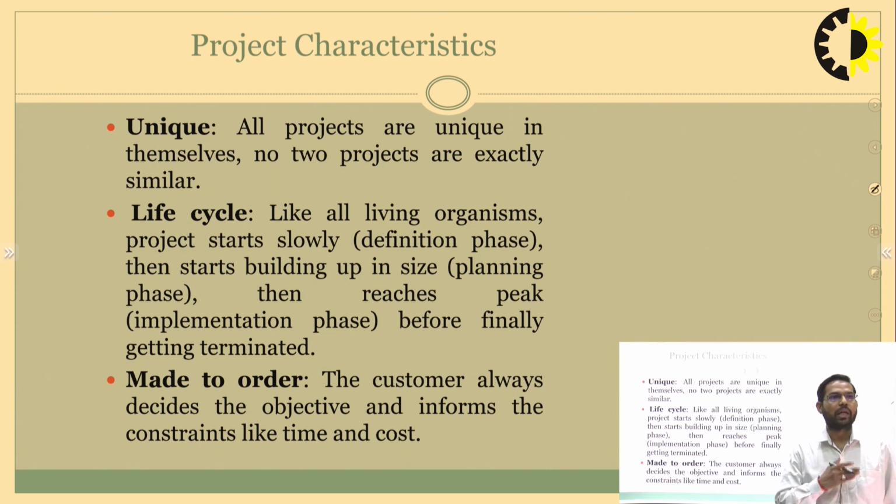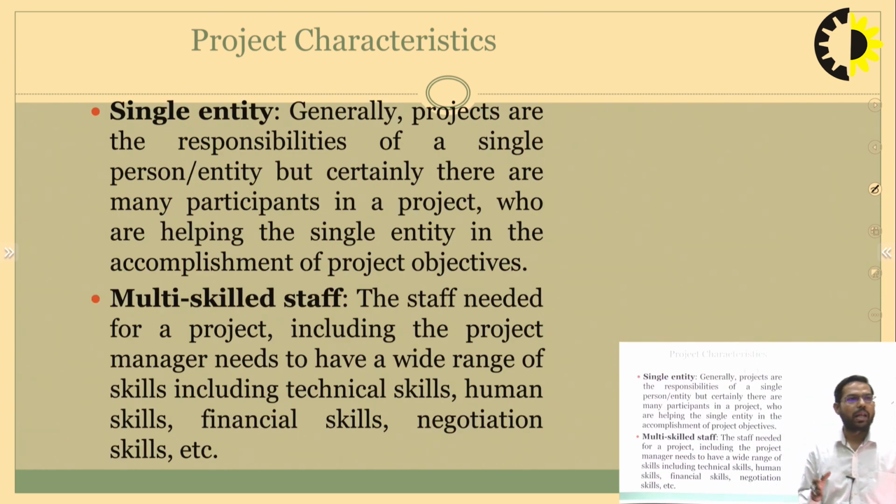Life cycle: like all living organisms, projects start slowly in the definition phase, then build up in size in the planning phase, then reach a peak in the implementation phase before finally getting terminated. Made to order: the customer always decides the objective and informs the constraints like time and cost. Single entity: generally projects are the responsibility of a single entity, but certainly there are many participants in a project who help the single entity in accomplishing the project objective.